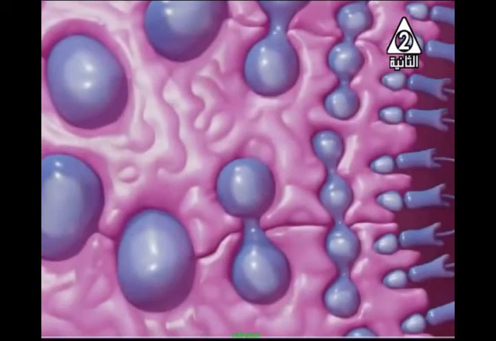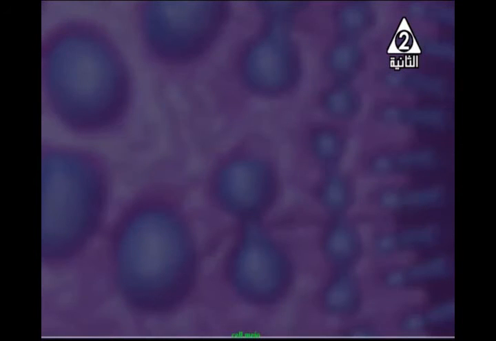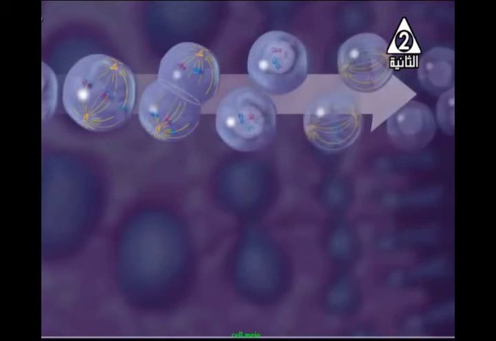In this part, we will compare the meiotic division and the mitotic division. This is the meiosis division, where the cell undergoes the first meiotic division to produce 2 cells containing half the number of chromosomes. Then the 2 cells undergo the second meiotic division, which is similar to the mitotic division, to produce 4 cells. Each one of them contains half the number of chromosomes, which are called the gametes.